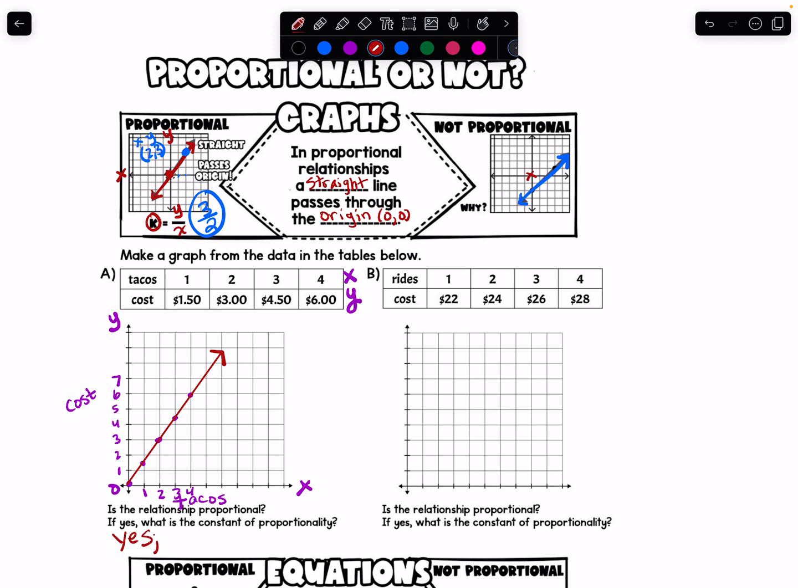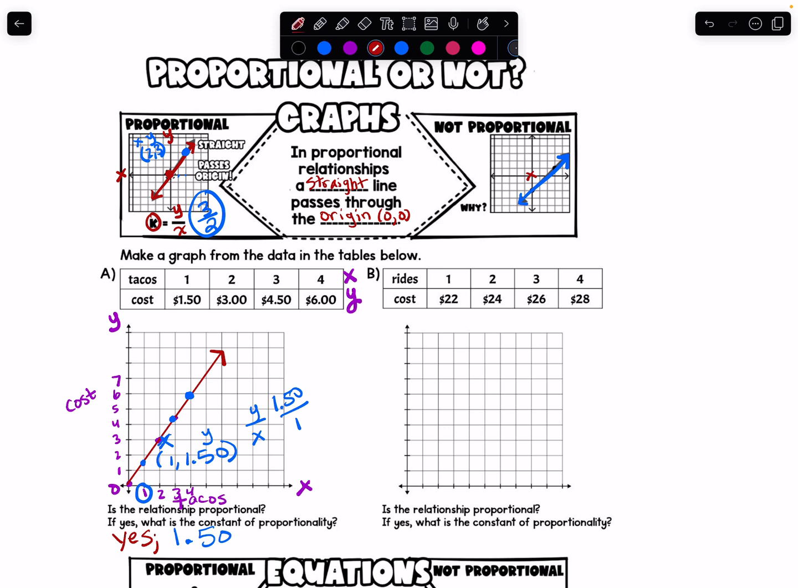Is the relationship proportional? And if yes, what is the constant of proportionality? The constant of proportionality is always where x is 1, because it's how much for 1. So it's this point right here, which is the point 1, 1.50. So we're going to do x and y. For our points here, we're going to do y over x, which is $1.50 over 1. Which is just $1.50. I could have used any point on here. If I did 6 divided by 4, I would still get $1.50. If I did 4.50 divided by 3, I would still get $1.50.